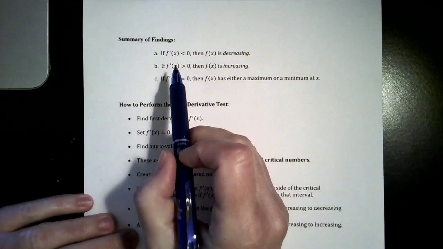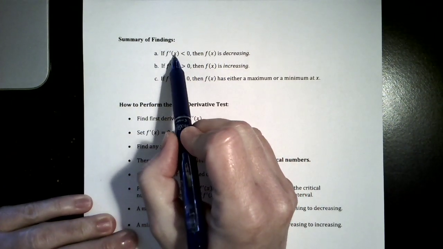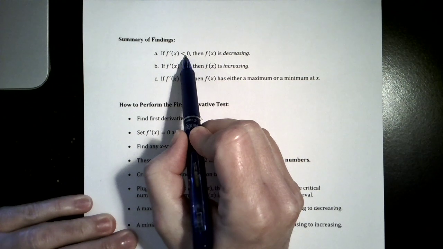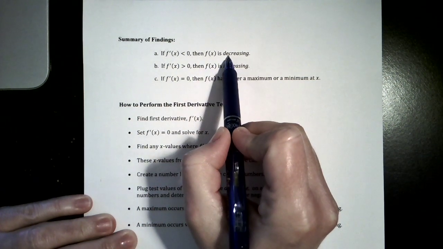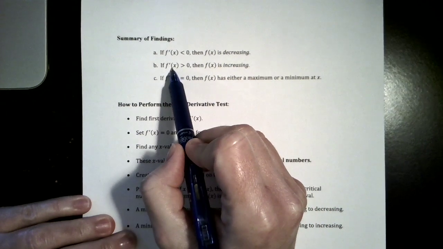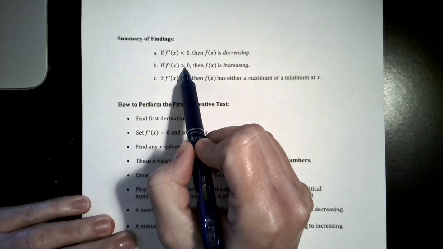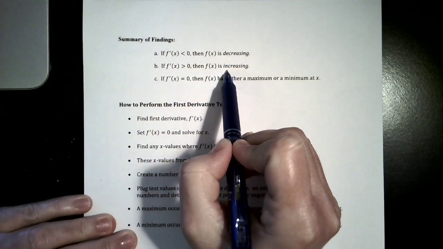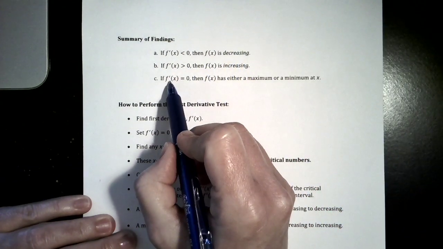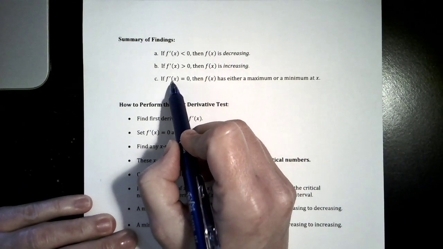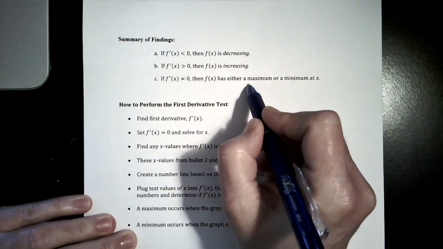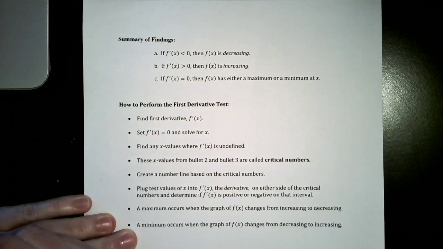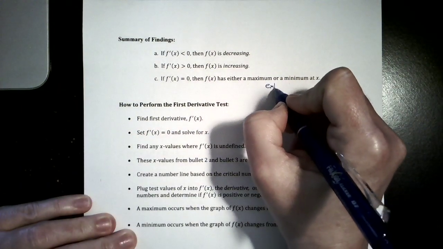So let's summarize what we found. We found that if the derivative was negative, less than 0, then the original function was decreasing. If the derivative was positive, greater than 0, then the original function is increasing. If the derivative was equal to 0, if our tangent line had a slope of 0, then f had either a maximum or a minimum at that point. These were our extrema values.